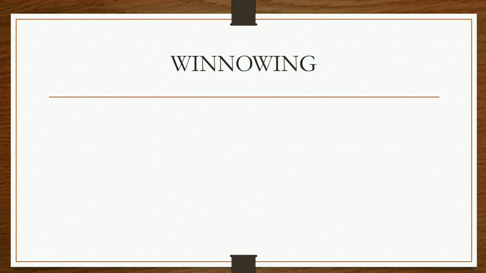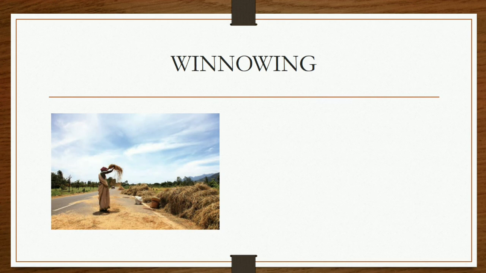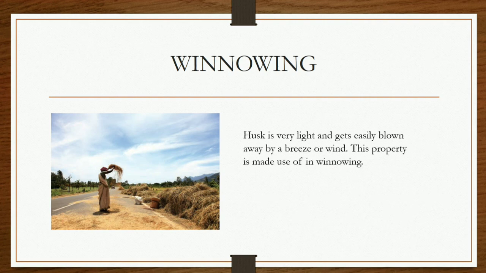Winnowing. Yes, winnowing. After the threshing, there will be dust particles with the stalks, which are removed, and the grain which has fallen on the ground. To remove the dust particles and the light husk, they may be using this winnowing method in the direction of the wind. The lightweight husk will get very easily blown away by a breeze or a wind. This method used to remove the dust particles is called winnowing.